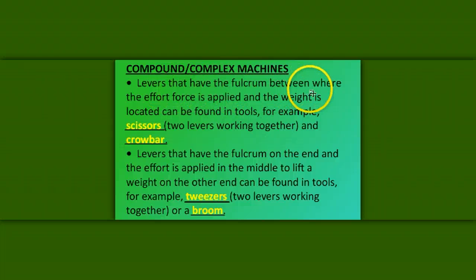Levers that have the fulcrum between where the effort force is applied and the weight is located can be found in tools. For example, a pair of scissors are two levers working together, and a crowbar. Levers that have the fulcrum on the end and the effort is applied in the middle to lift a weight on the other end can be found in tools. For example, tweezers. Tweezers are what girls use to pluck out their eyebrows. Two levers working together, or even a broom.